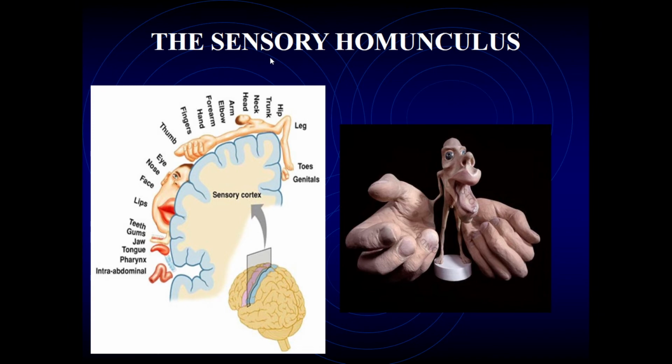Here we can see the sensory homunculus. Look, the hand, especially the thumb, face, especially the lips, tongue, have the largest area of representation in the cortex, because they have a high density of receptors and large significance. The motor homunculus looks similar.